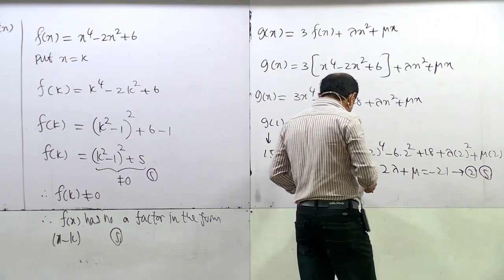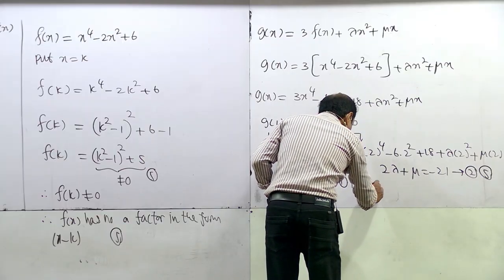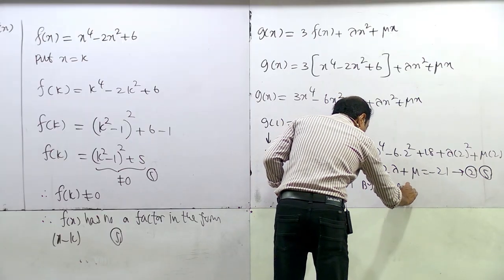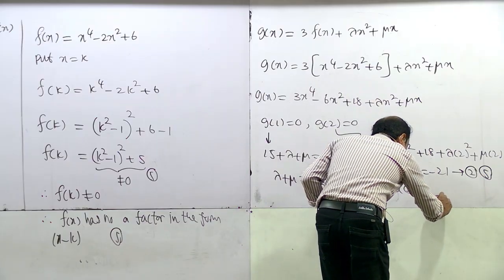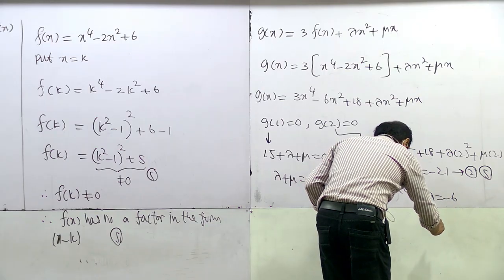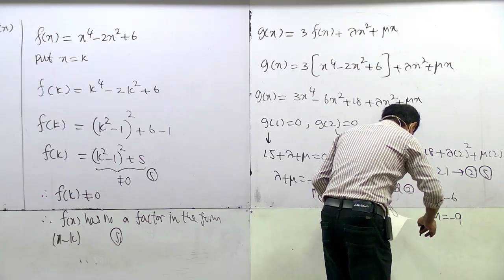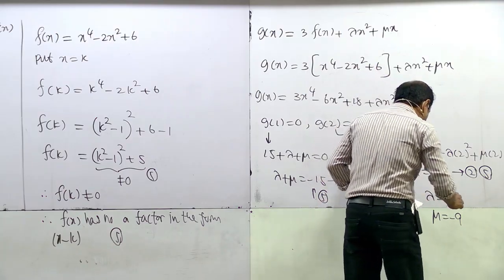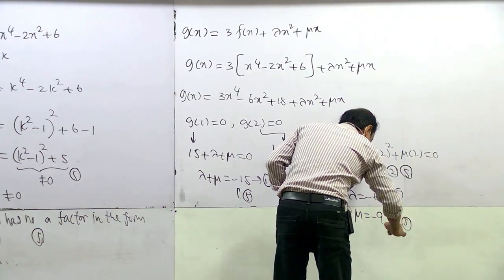Then by solving 1 and 2, you get lambda equals minus 6 and mu equals minus 9. These are the right values. So for this 5 marks, this 5 marks.